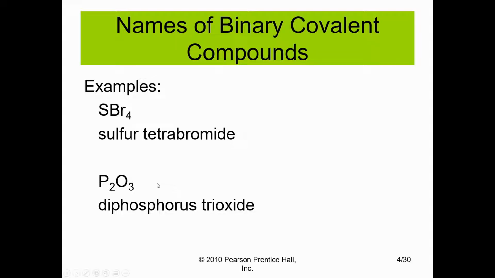The next example we have is P2O3. In this case, we use diphosphorus as our first name because we have 2 phosphorus atoms, so we add the prefix di. There are 3 oxygen atoms, so we're going to use the prefix tri for the oxygen, and then we use the suffix IDE as it's the second element in the compound. So it becomes diphosphorus trioxide.